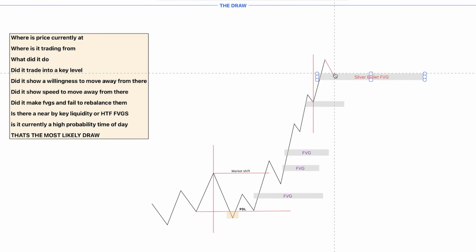And these are the ideas I want to leave you guys with. Always be thinking these ideas. Okay, what is price currently telling me? This is how you read price, and this is how you're then able to build an understanding of where price is currently drawn to. And like I said before, don't take my word for it.